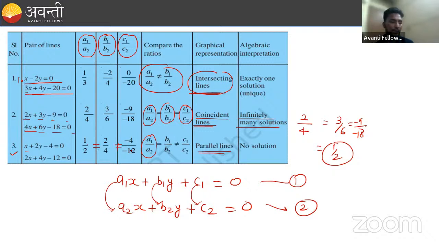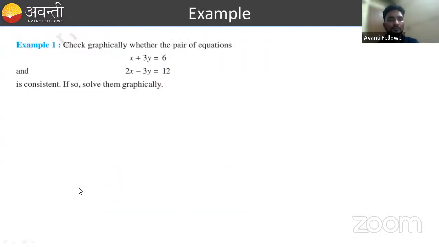So you just have to remember this concept. If you remember this concept, you can easily say what is the nature of the linear equation in two variables, कि इसका intersecting होगा, coincident होगा और parallel होगा. Okay, I hope it is clear. Just remember all three formulas.